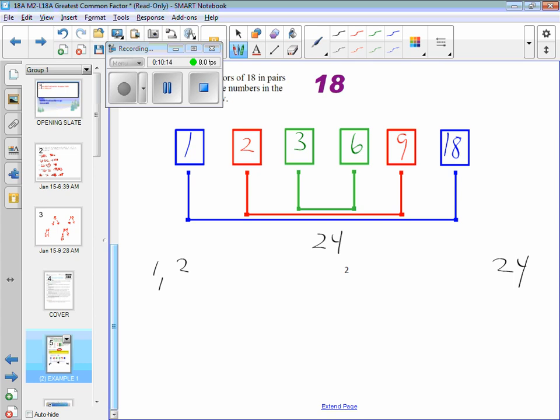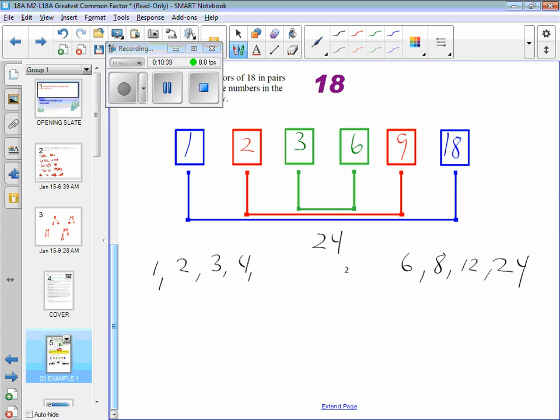Will 2 work? 2 times what? 2 times 12. Will 3 work? Yeah. Times what, Steve? 8. Will 4 work? Yeah. Times what? 6. Will 5 work? No. And we've already done 6, so we're done.